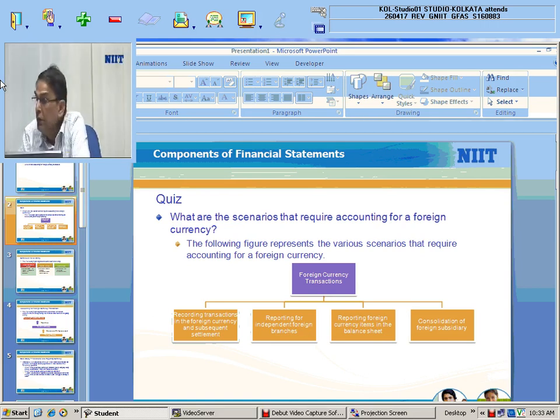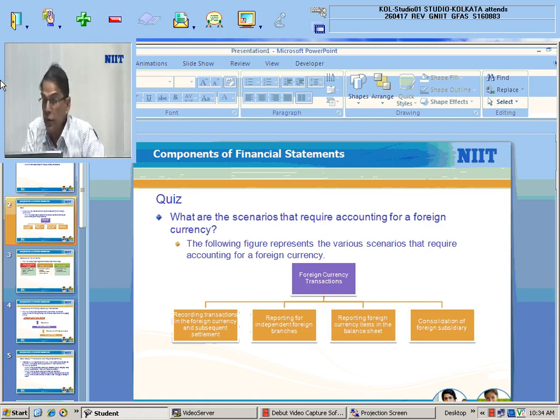Reporting of foreign currency items in the balance sheet. The balance sheet may carry certain foreign currency items, like a loan may have been raised in a foreign currency. And sometimes a company has got a foreign subsidiary. So when the parent company's financial reports are prepared, the foreign subsidiaries' financial performance has to be consolidated in the parent company's balance sheet. The foreign subsidiaries are doing transactions in the countries in which they are located, in the currencies of those countries. So these have to be all consolidated into the parent company's financial reports.